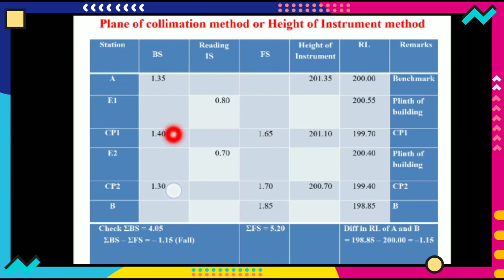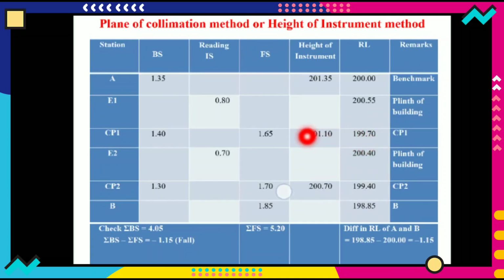Then after this reading, backsight is taken. Backsight is always added, it is never subtracted. So we add this 1.40 to 199.70 to get the new height of instrument, because the instrument is shifted at change point 1. Okay, so we need a new height of instrument. So the last reading, 199.70, is a point whose elevation is known to you. So this is again your benchmark.